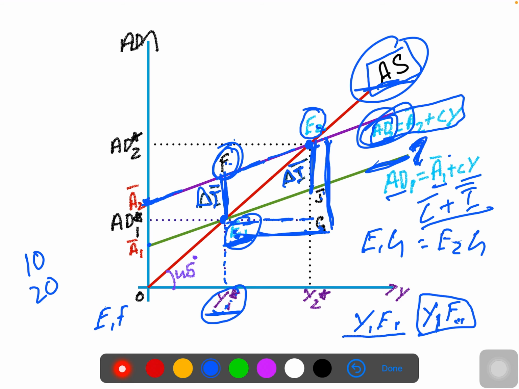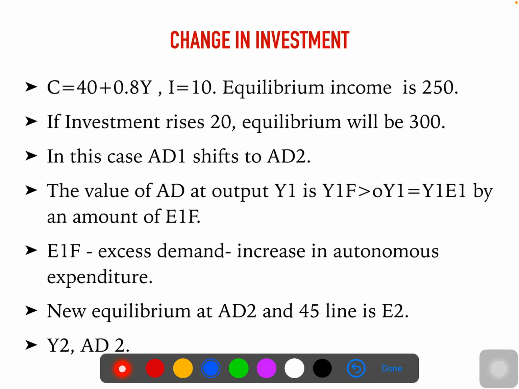So why did this really happen? In this slide you can see we got the new AD2. The explanation I have given is exactly the same as the explanation you have here also. I have discussed E1F, I have discussed the 45-degree line and the new equilibrium we have got.